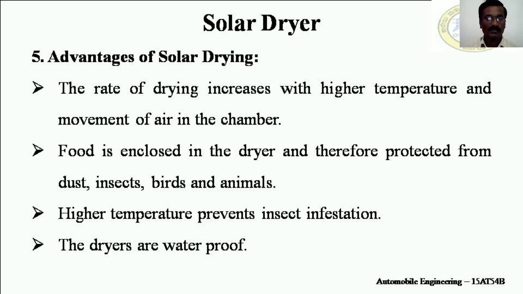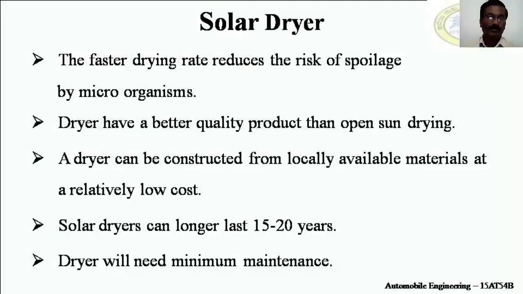Third, the dryers are waterproof. So dryers are also waterproof. Next one, the faster drying rate reduces the risk of spoilage by microorganisms. Suppose instead of using these solar dryers, you are drying on open grounds, the fruits or all these things you are keeping may take the risk. So those risks may be reduced here.